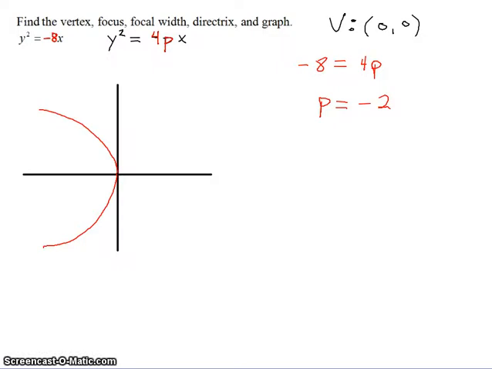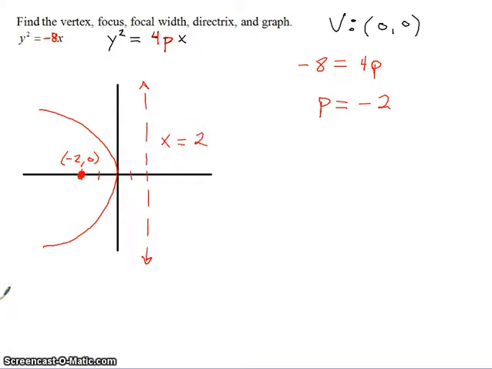I know that because I have a p-value of negative 2, I'm going to go 2 spaces to the left here to find the focus point. The focus point is at negative 2, 0. Remember that the focus is in the cup of the parabola each time. The directrix is the line in back of the vertex here. And so the directrix is this line where x is equal to positive 2.